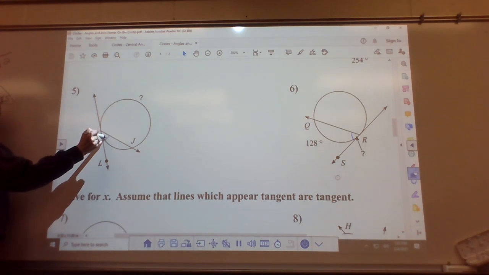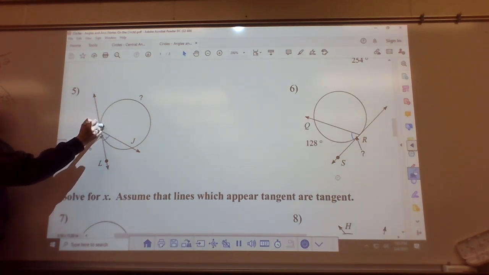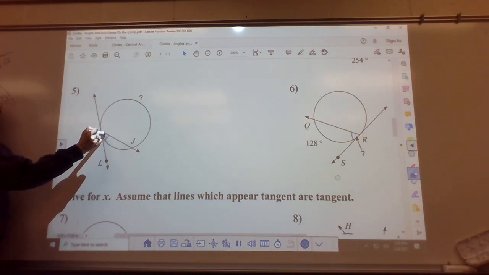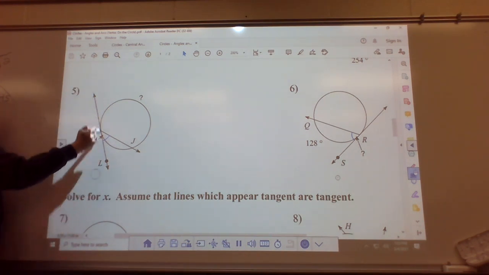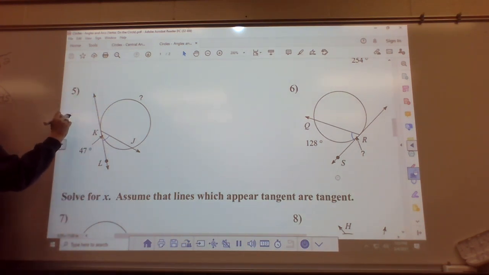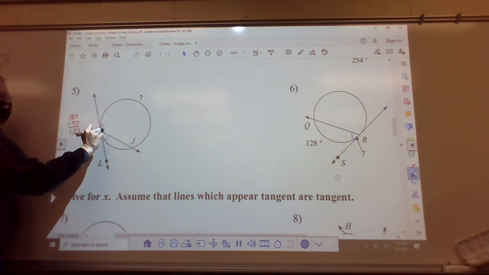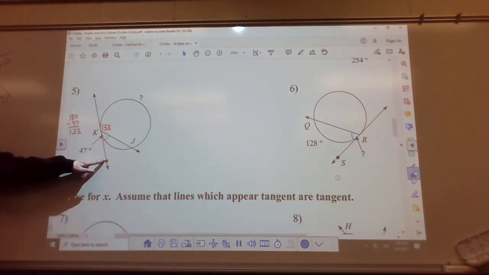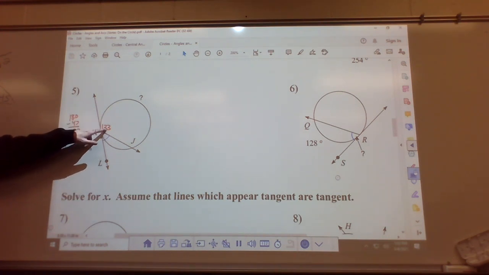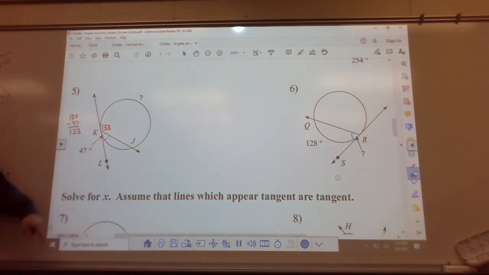If this angle is 47, what am I going to do to find the angle next door? What do I know about these 2 angles next door? So 180, because I got a linear pair. 180, subtract 47, 133. So this guy's 133. Linear pair, blast from the past. These 2 angles have to add up to 180.